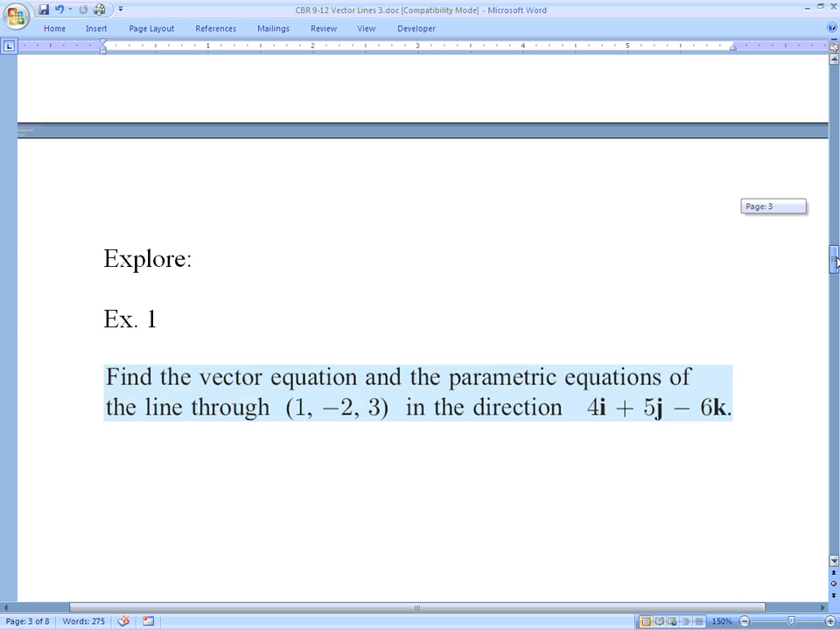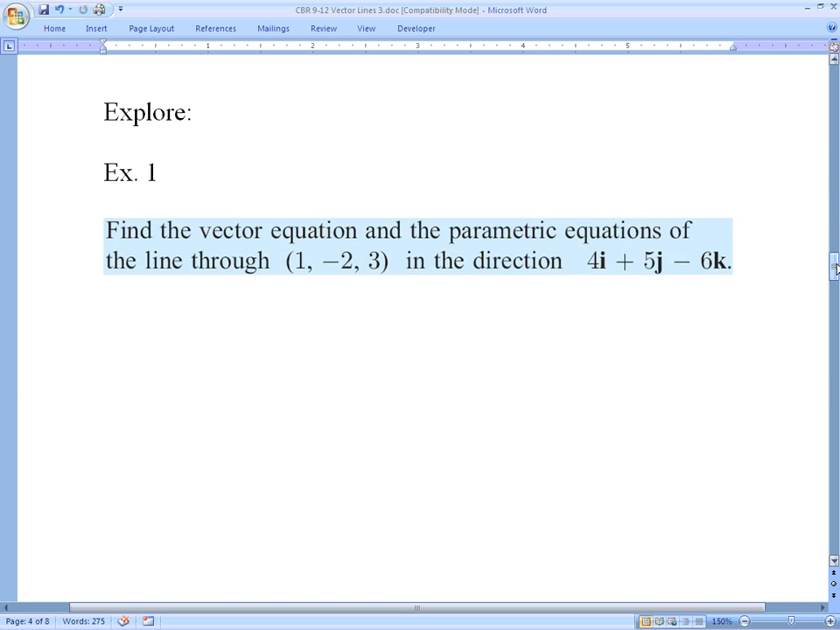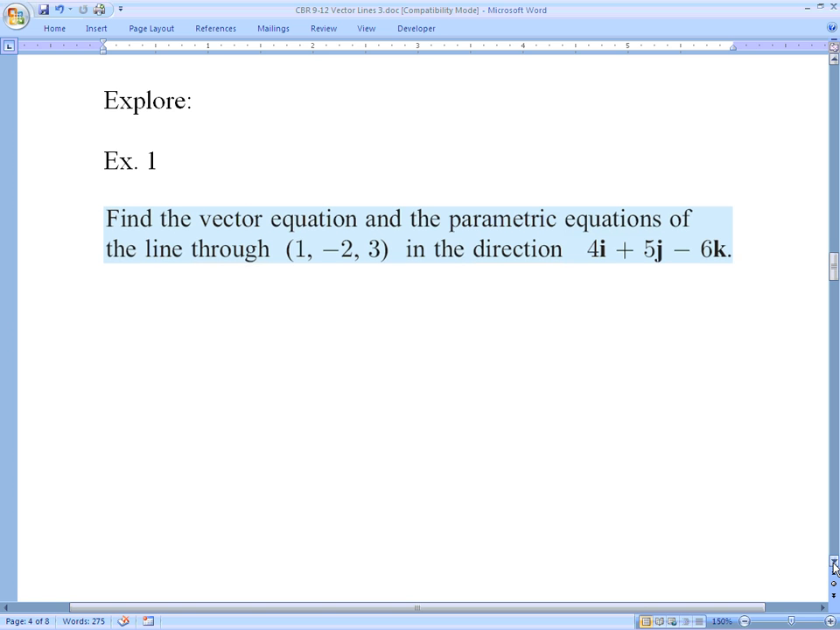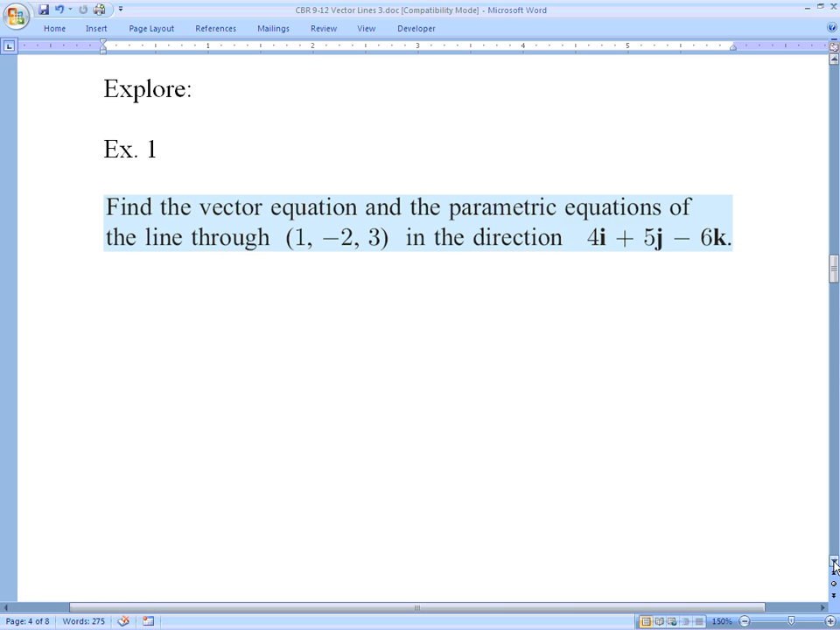So all the things that we used to be able to do with 2D vectors and 2D vector equations, we should be able to do as well with 3D vector equations. So the first thing we're doing is we're just writing a vector equation. It says find the vector equation and parametric equations of the line through the ordered triple 1, negative 2, 3 in the direction of 4i plus 5j minus 6k. So that's written in unit vector form.